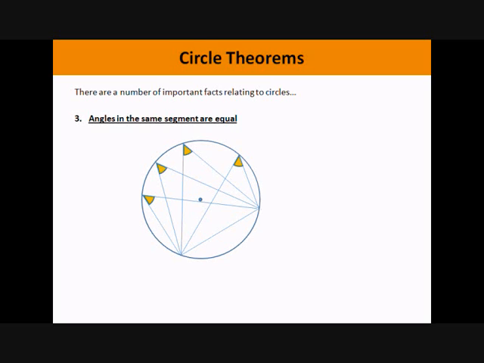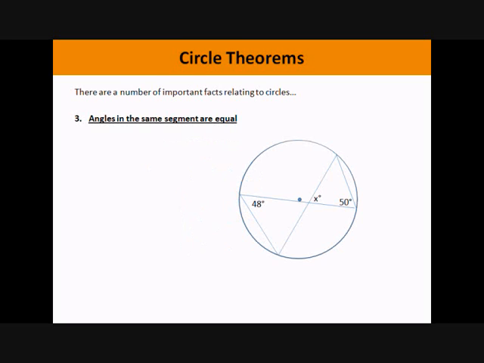The segment, by the way, is the part of the circle that we divided the line into. So we drew the line, it divided the circle into 2 segments. So here's an example of that. 48, 50 and x. We've got to find what x is.